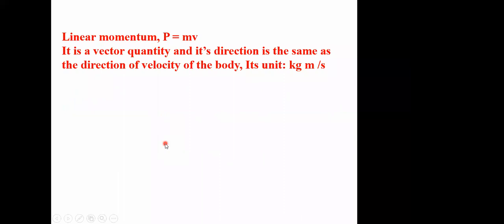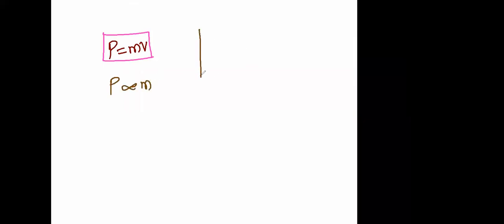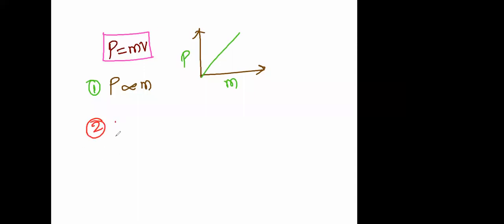The formula for the momentum is, momentum P is equal to the product of mass into velocity. If velocity is taken as constant, then momentum is directly proportional to mass. That means with increasing mass, momentum increases. This is the first one. Next, when the mass is kept constant, momentum of the body is directly proportional to velocity.